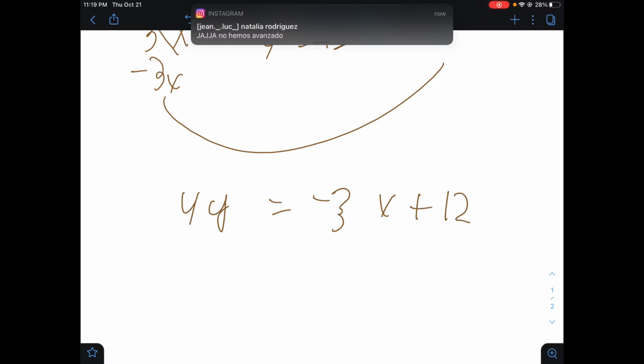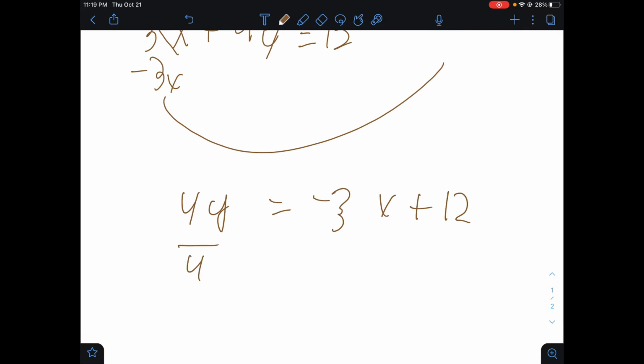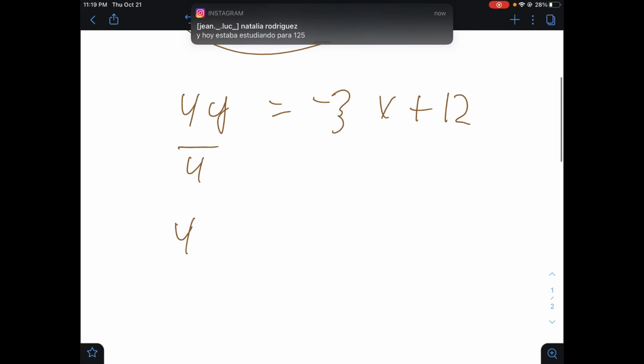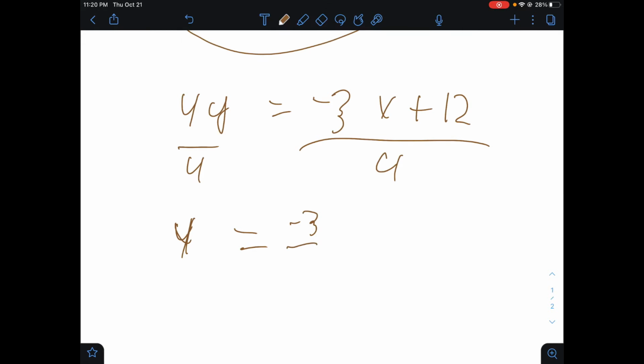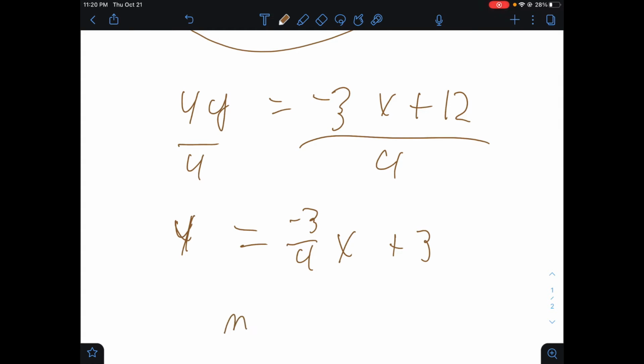Now that the y is almost alone, you divide by 4. The y is now alone, but you need to divide the other side too. So divide this by 4 too, and you will get y equals negative 3 over 4 x plus 3. So our slope would be m equals negative 3 over 4.